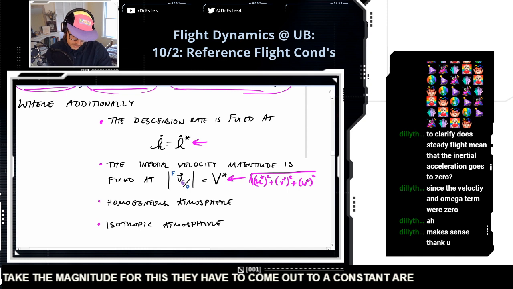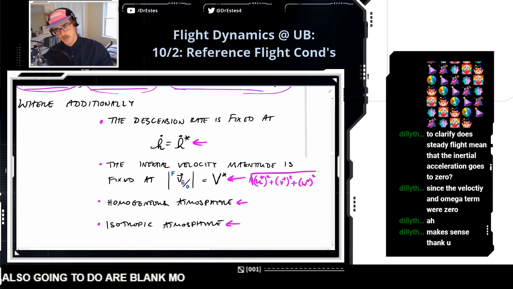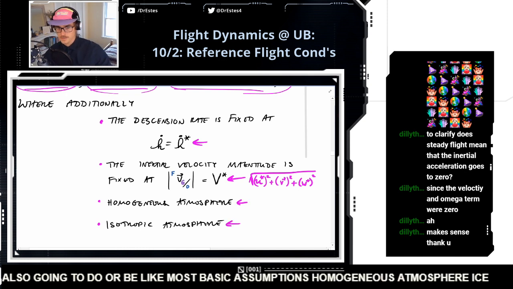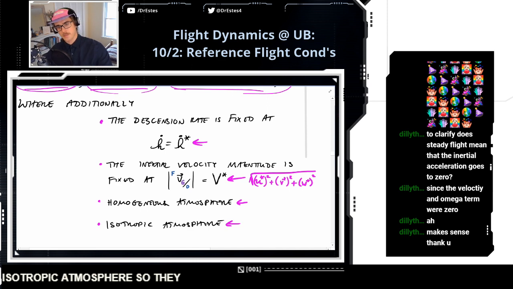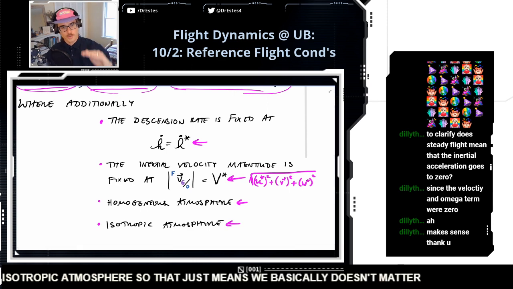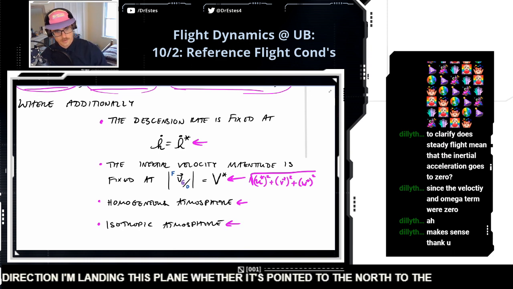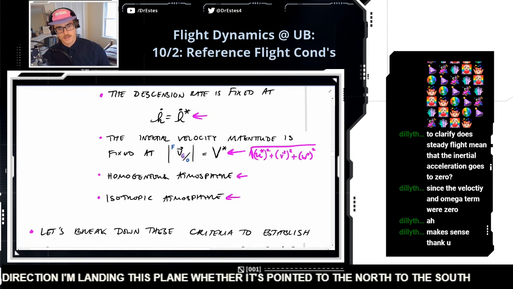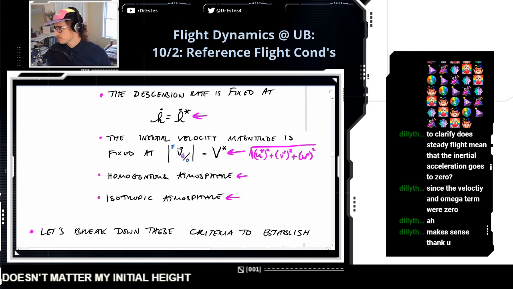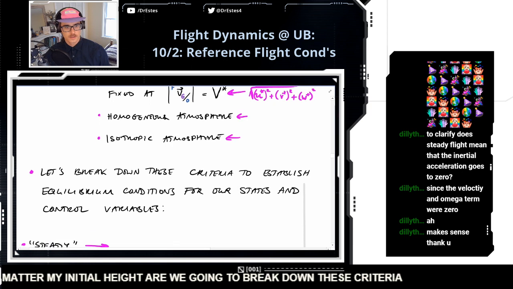All right, so we're also going to do our most basic assumptions. Homogeneous atmosphere, isotropic atmosphere. So that just means it basically doesn't matter which direction I'm landing this plane, whether it's pointed to the north, to the south, and it doesn't matter my initial height. All right, we're going to break down these criteria to just practice.